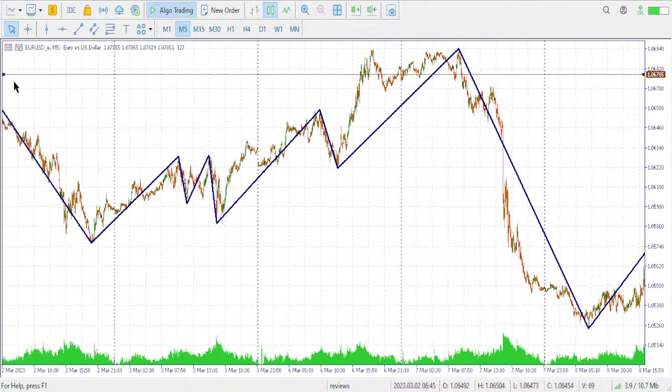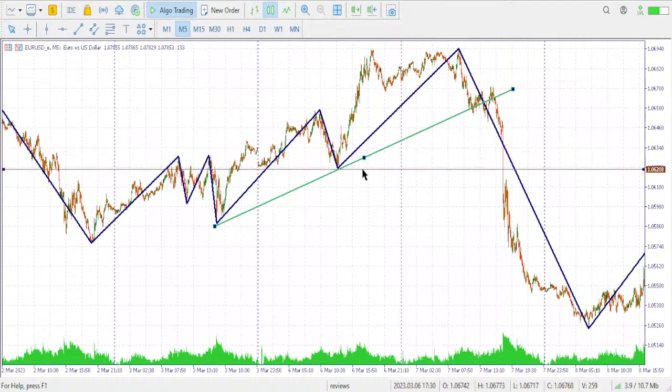So let's say another example we have here. So this is a support. We had a support. When that's broken, the price actually went down at least up to that point. So this is the first target, and this is the next target. So we had that after the breakout, the first one and the second one.